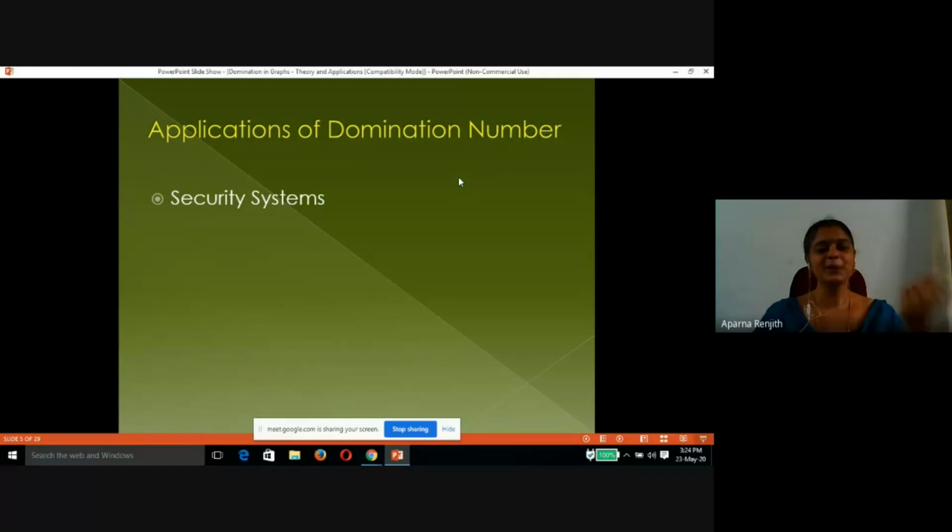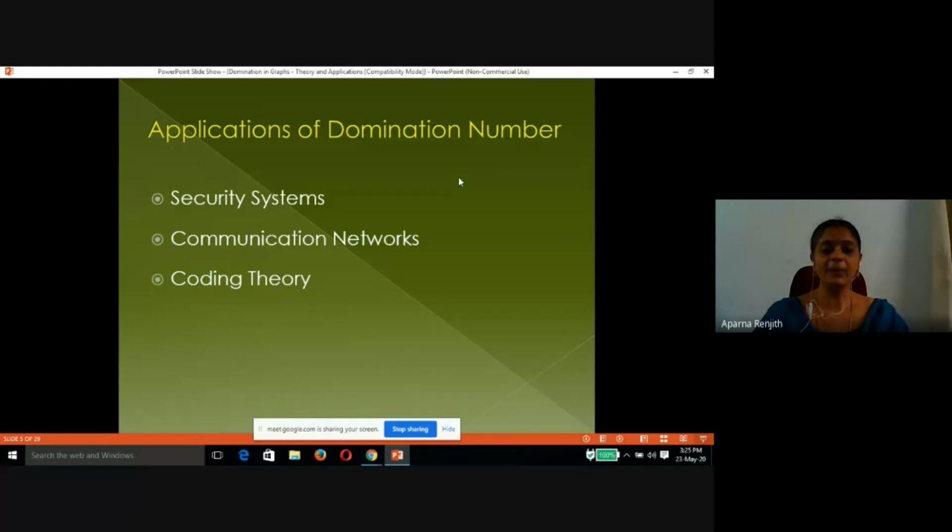Okay. So here we are actually finding the domination number of the underlying graph. Similarly, in communication networks, if we want to transmit a communication to an entire network by placing a minimum number of transmitters, again we are looking for the domination number of the underlying graph. And it has applications in coding theory also.